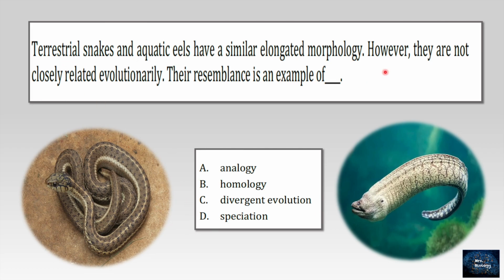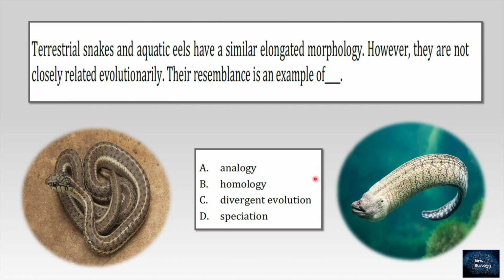If we just focus on the question, they mention that they are not closely related evolutionarily. What does that mean? That both choices C and D are wrong. Why? What is divergent evolution? This happened when we have two species derived because they split from one population because of geographical barriers. So this is wrong. What is speciation? Creating a new species from the same species. So they are related. That means choice D is wrong.